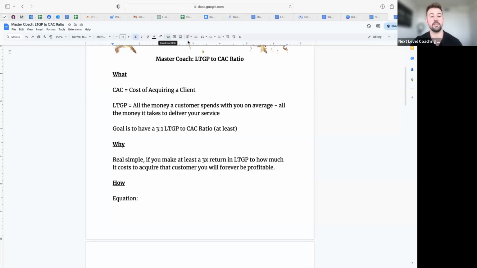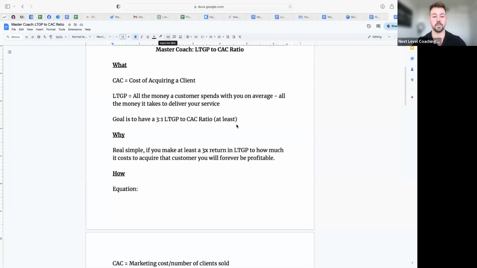LTGP, once again, is lifetime gross profit. So all the money a customer spends with you on average, minus all the money that it takes to deliver your service. So that's how we find LTGP: all the money a customer spends with you on average within their life cycle, so lifetime value, which we'll define today, subtracted by all the money it takes to deliver your service, which is labor cost. So that's how we find lifetime gross profit.